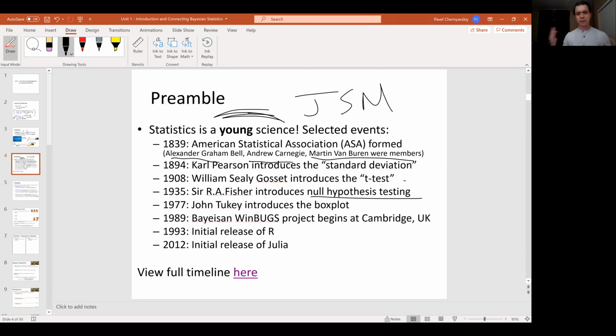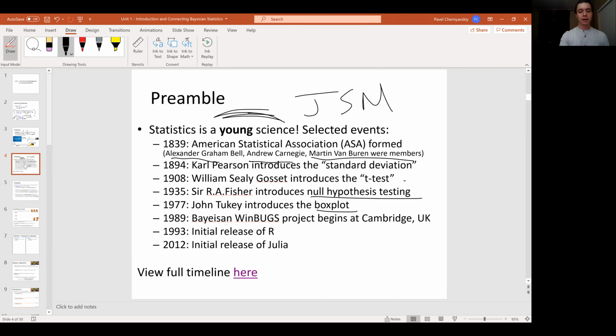John Tukey introduces the box plot. You know, I think Tukey got a Medal of Science fairly recently in the 2000s. And the box plot is one of my favorite graphics. I think it's very, very informative.